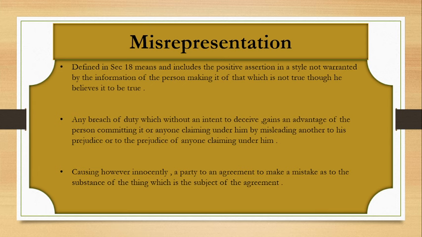Any breach of duty which, without intent to deceive, gains an advantage for the person committing it or anyone claiming under him by misleading another to his prejudice or to the prejudice of anyone claiming under him. Again, the same thing. Causing, however innocently, a party to the agreement to make a mistake as to the substance of the thing which is the subject of the agreement. Here, if the core substance of the agreement is distorted by a mistake of fact, even though there was no malicious intention, innocently also, this will come under the category of misrepresentation.